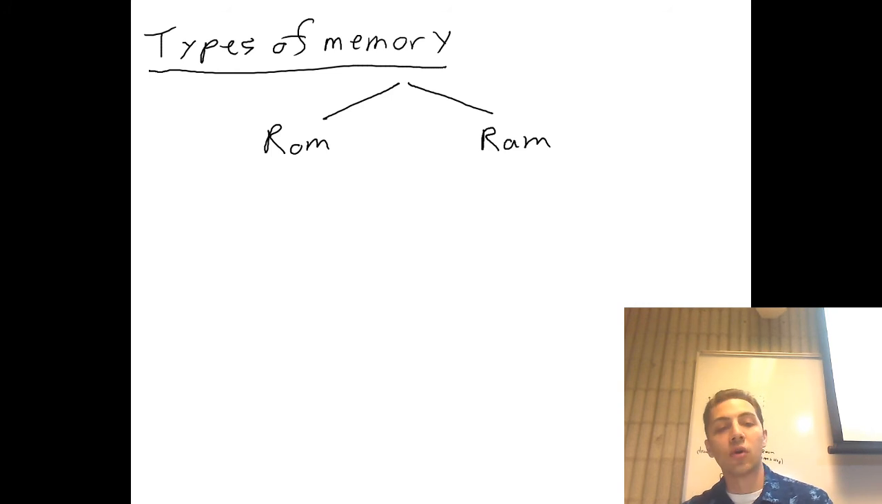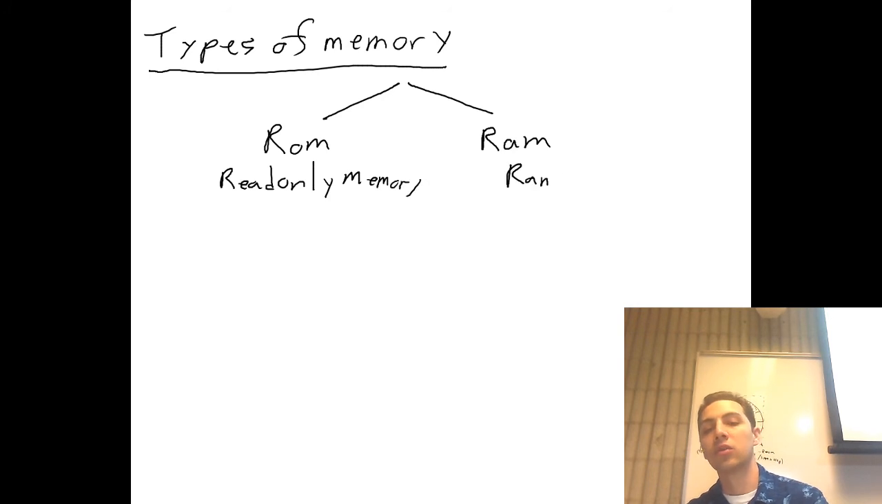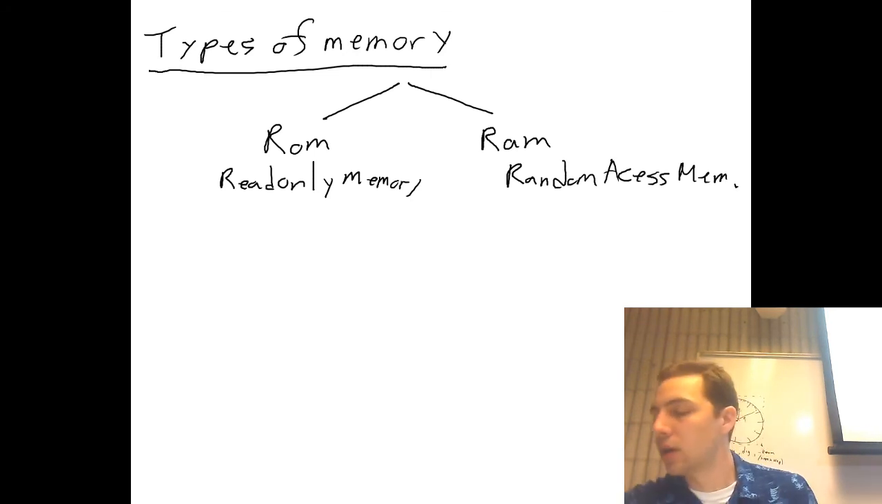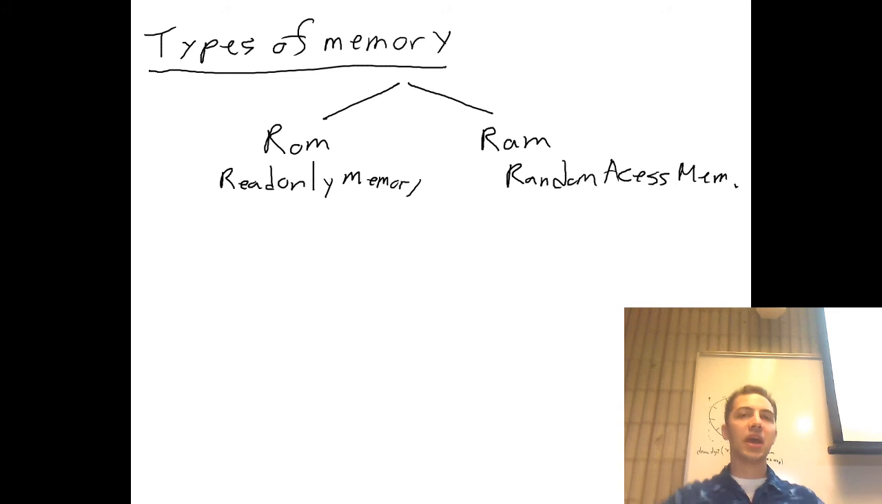ROM stands for read-only memory. RAM stands for random access memory. These are the two big categories of memory that we're going to be using in any system for the rest of your career here at UMass Dartmouth, and in your career in the world.